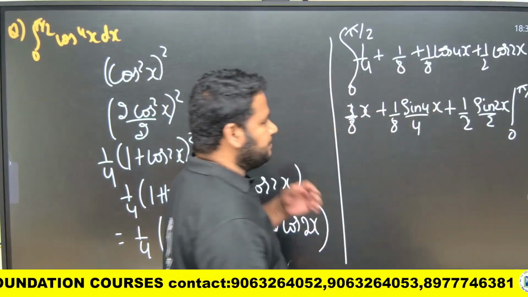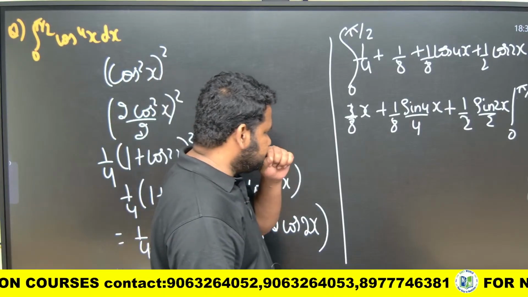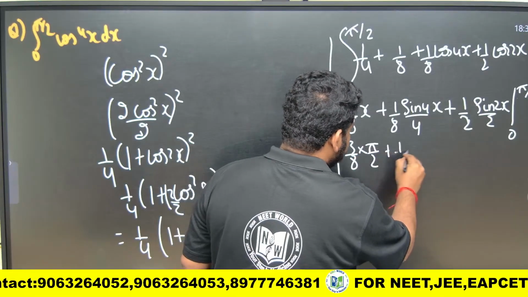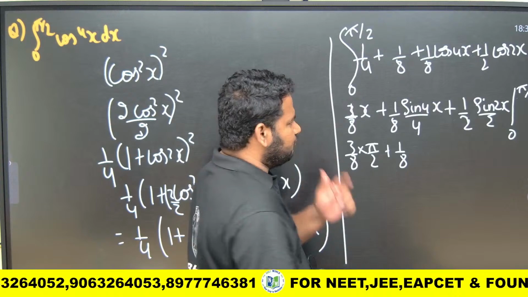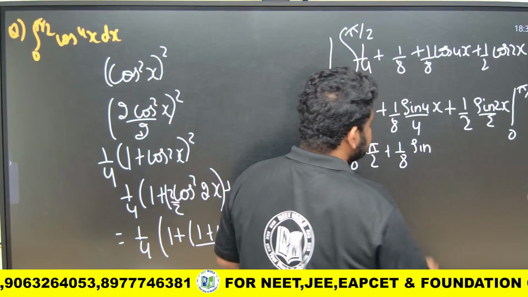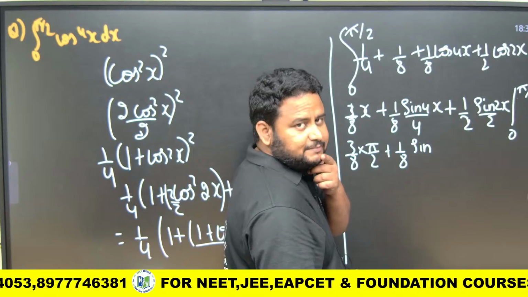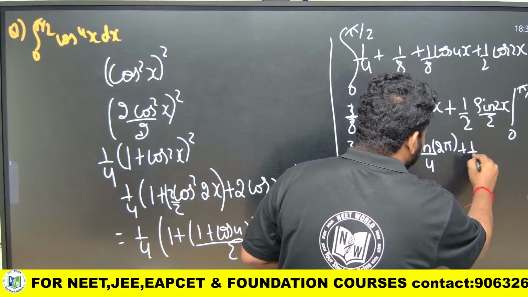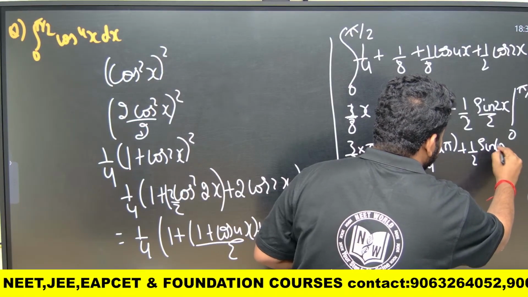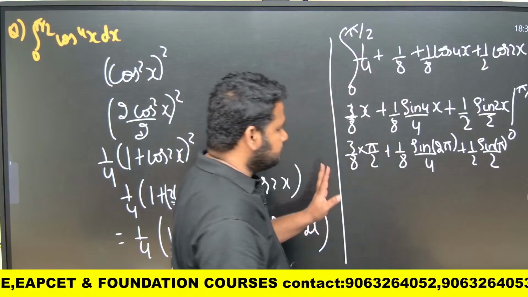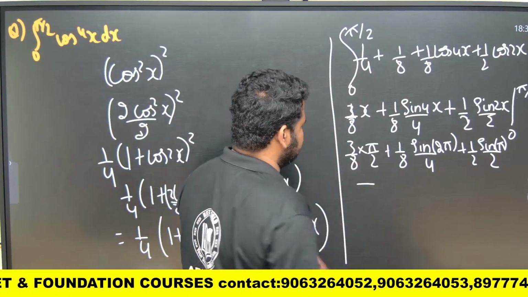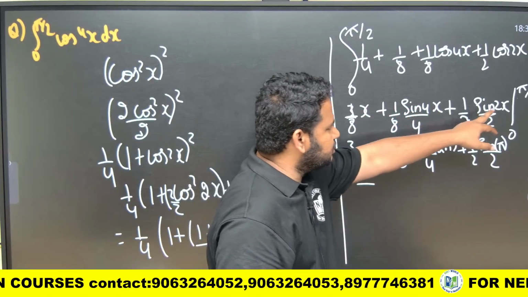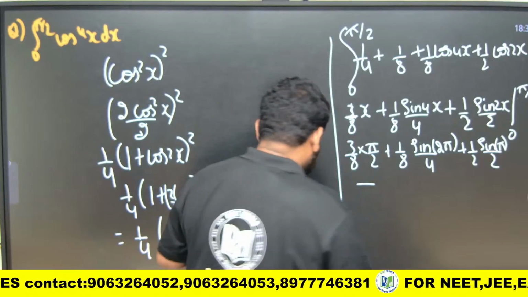Lower limit to upper limit, you have to apply pi by 2. Now if I apply it, 3 times x into pi by 2, plus 1 by 8 into sine 4 times pi by 2, that is sine 2 pi, divided by 4, plus 1 by 4 into sine pi by 2. Now minus, I have to apply 0. Lower limit is 0. 3 by 8 into 0 is 0. Sine 0 is 0. Again here also sine 0 is 0, so I don't have to write it again.